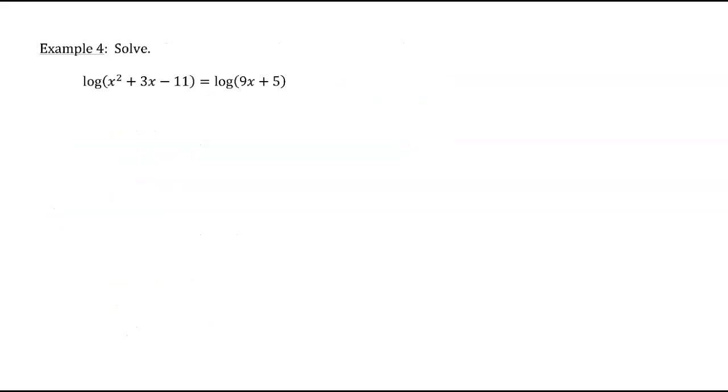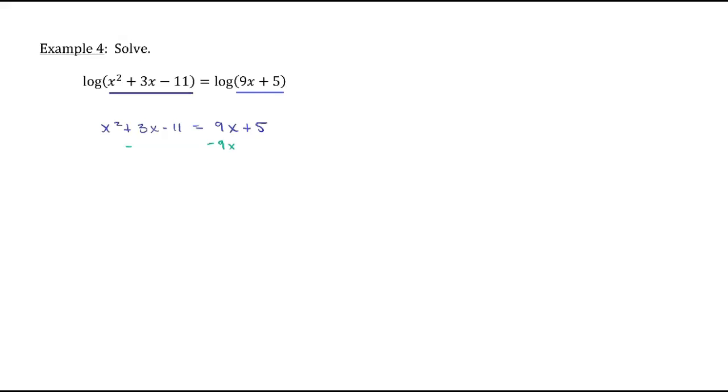Now let's try solving some logarithmic equations. Here in example 4, we have a logarithmic equation rather than an exponential equation. The second part of the one-to-one property of logarithms tells us that if we have two logarithms with the same base set equal to one another, then the arguments must equal one another. In this equation, both sides have a log base 10, or the common logarithm. So it must be true that the arguments x squared plus 3x minus 11 and 9x plus 5 must equal one another.